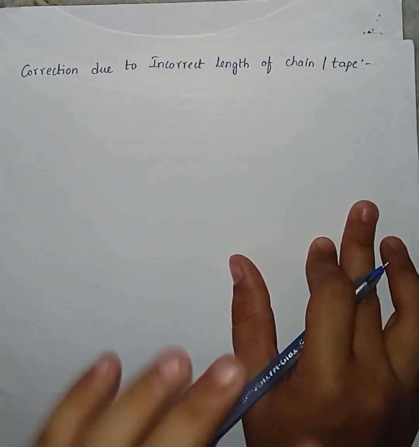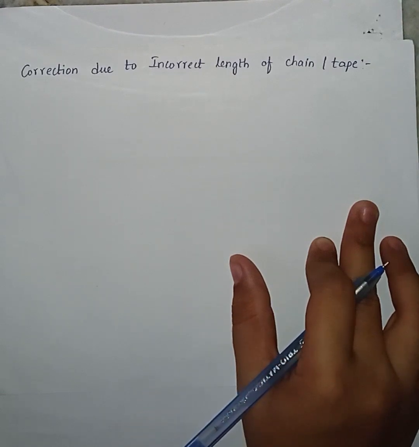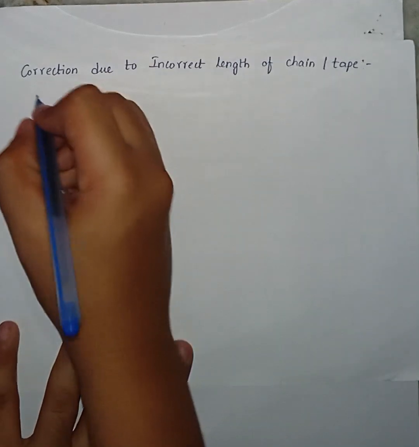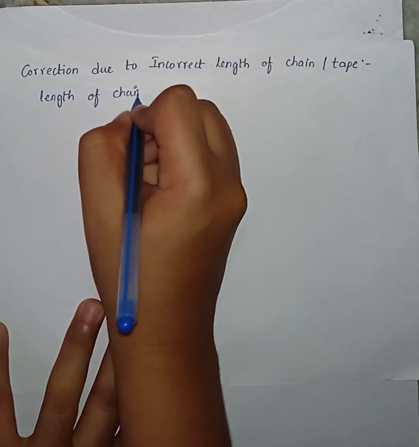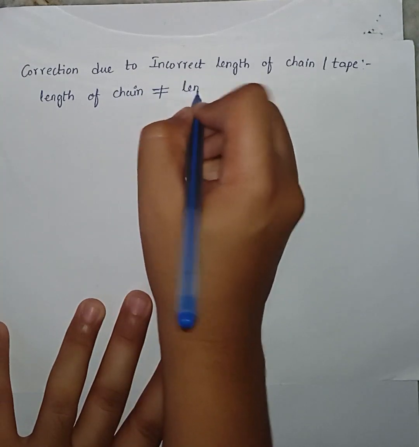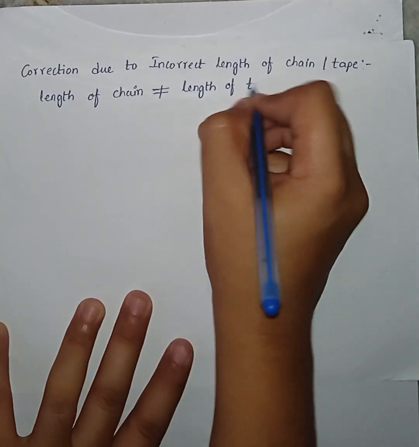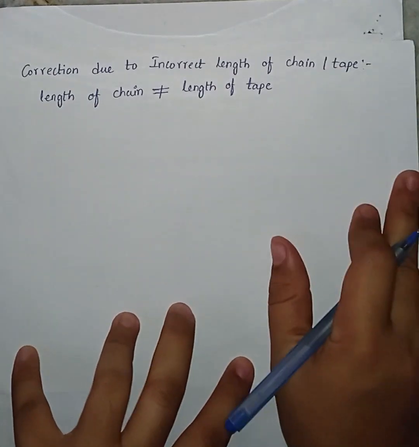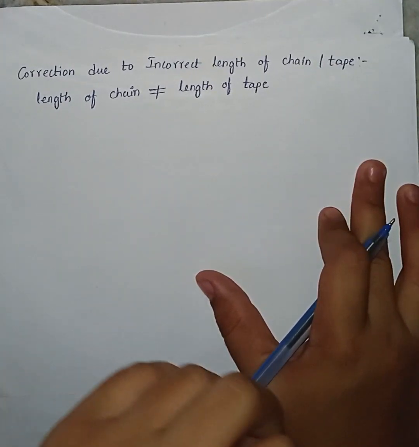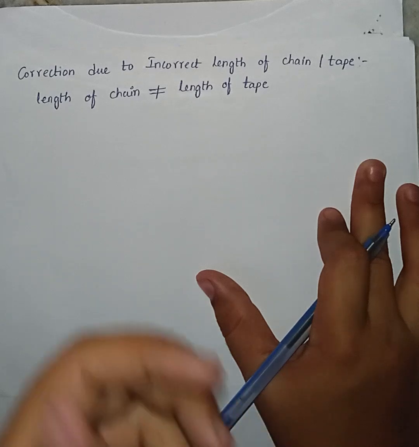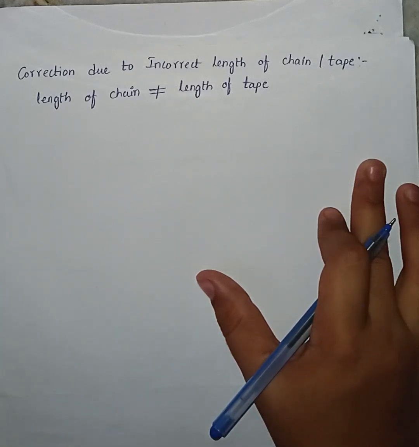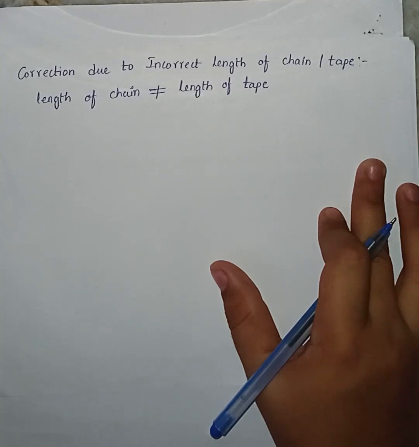How can we test the chain? If the length of the chain does not tally with the length of the standard steel tape, then there is some error. If the length of chain is not equal to length of tape, then we can say that some error is there in the chain. So the error can be minimized by closing the joint of the rings or straightening the bent links. Means whenever any joints are open in the chain, by closing those joints we can minimize the error, or by straightening the bent links also we can minimize the error.